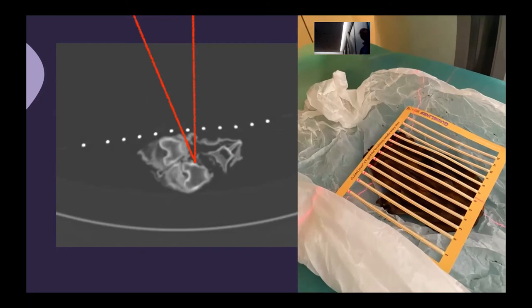So we count 1, 2, 3, 4, 5, 6. So this is the sixth. Always the first one is a little bit wider. 1, 2, 3, 4, 5, 6. And where these lines cross, this is the entry point for the CT biopsy. I put an arrow.